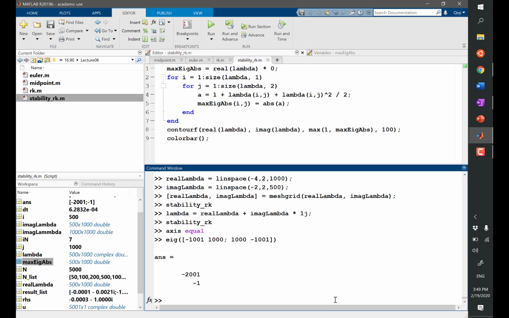In order for you to solve the equation accurately, you probably only need a delta t that is much smaller than 1 over the minus 1 eigenvalue. But in order for your system to be stable, your delta t has to be less than 1 over the minus 2000 eigenvalue. So it's a huge discrepancy between the amount of computational resources you need to spend on ensuring accuracy versus the amount you need to ensure stability.